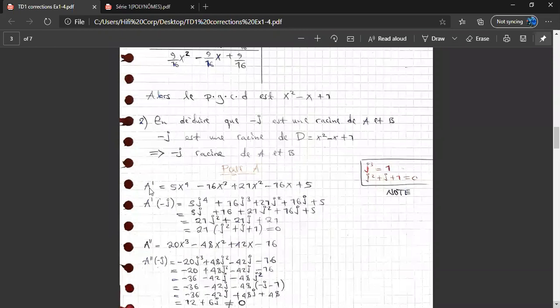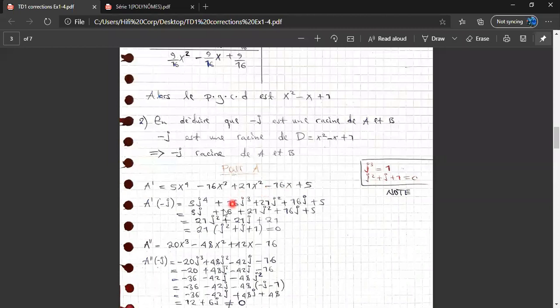So when you differentiated, A prime, the differentiation of A, gave us 5x to the power 4 minus 16x to the power 3 plus 21x to the power 2 minus 16x plus 5. And then we put our negative j. We need to try if negative j is a racine, and our main goal is for it to give us 0. Identities are very important. You need to keep them par cœur, by heart.